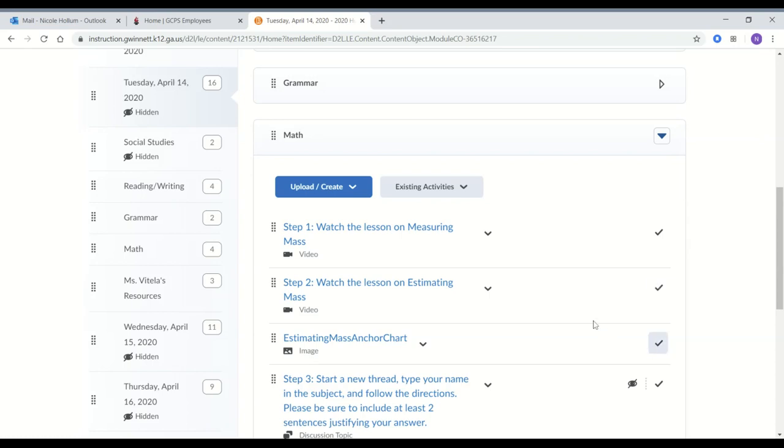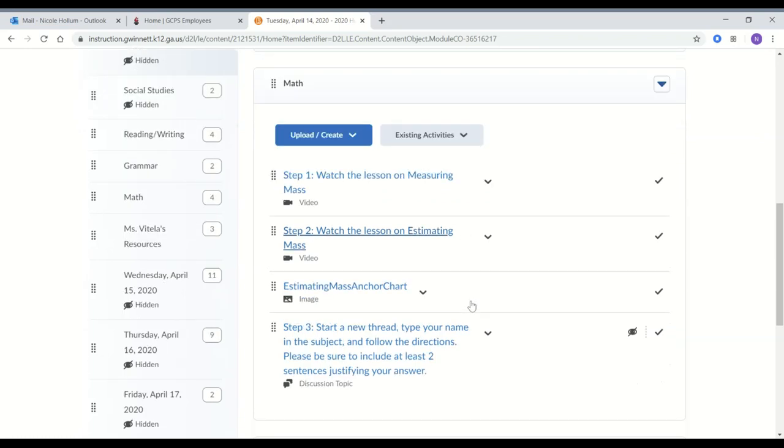So going on with math, you're going to actually watch 2 lessons today. You see step 1, you're going to watch the lesson on measuring mass. Step 2, you're going to watch the lesson on estimating mass. So it's important to watch them in order and watch the entire video. Remember that I can tell if you're watching the whole thing or not. You have an anchor chart that you can use about estimating.